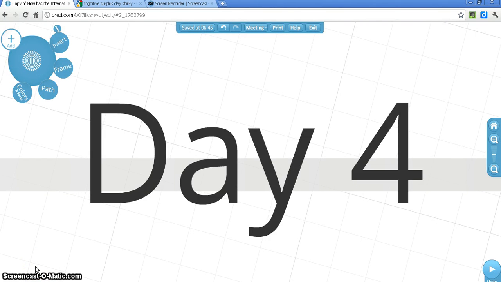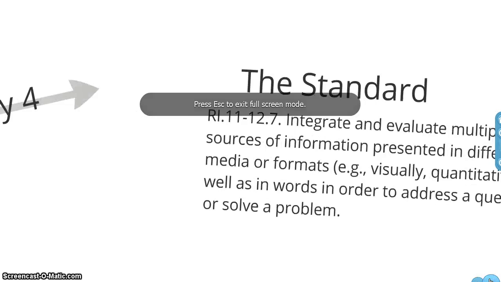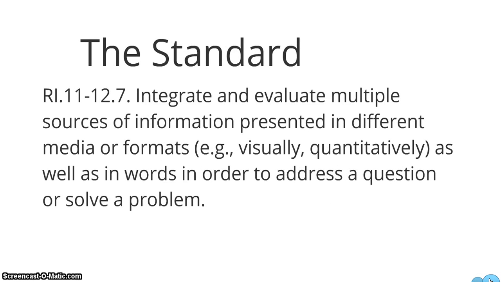Okay, welcome to day 4 of our research project. Today, we'll be working toward a standard: Integrate and evaluate multiple sources of information presented in different media or formats, as well as in words, in order to address a question or solve a problem. So this will be the standard we'll be trying to meet during our reading portion of this research project.